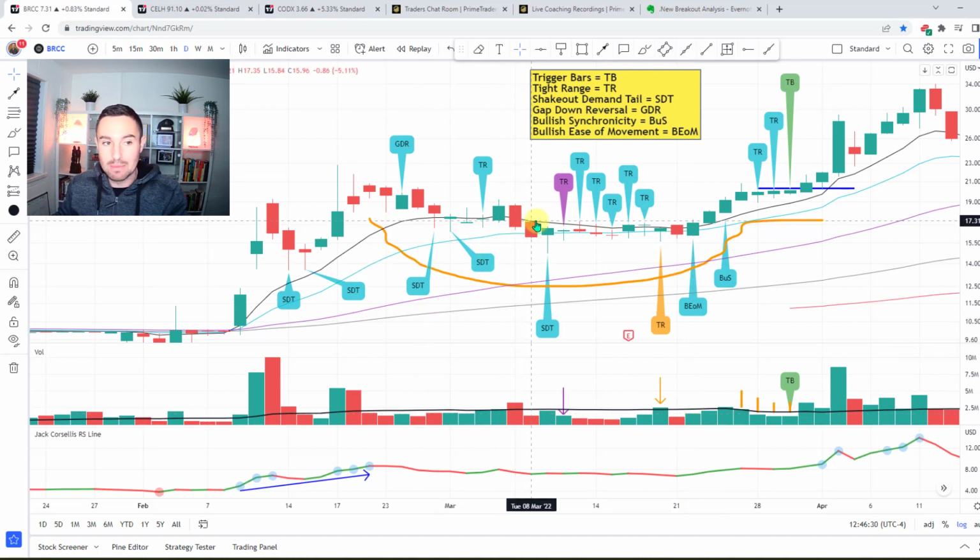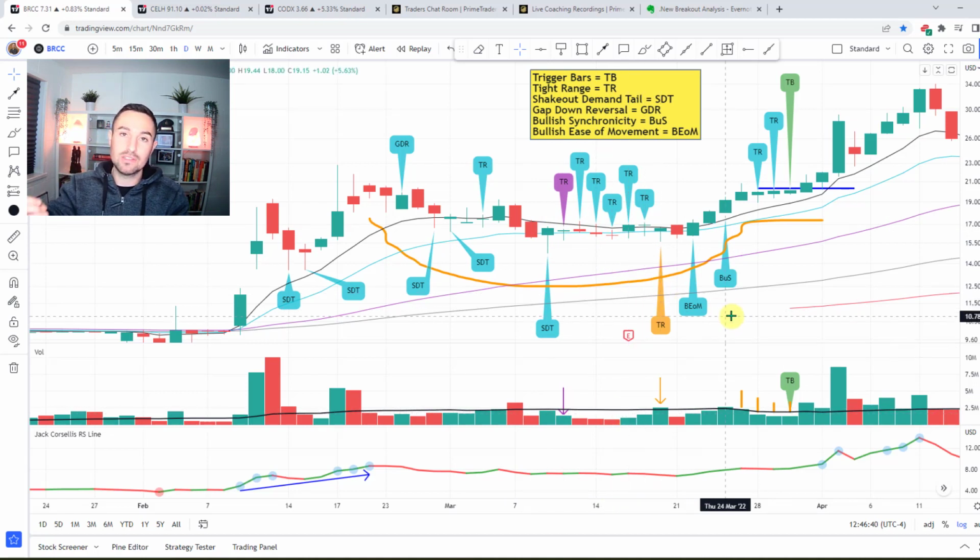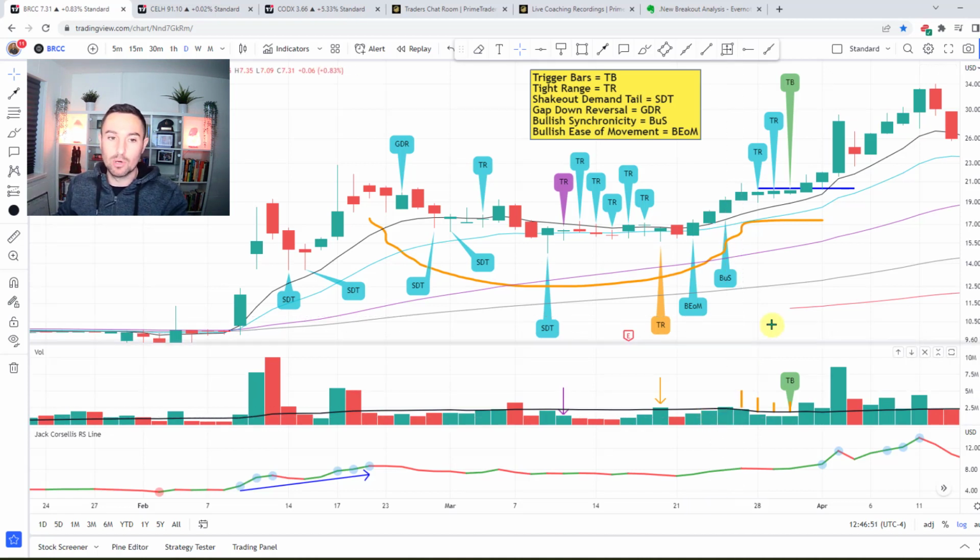You actually get a bearish ease of movement bar coming through here, but then an immediate shakeout demand tail, then just tight range on declining volume just indicates very little supply that's coming to the market. So a bullish ease of movement and a bullish synchronicity bar are very, very similar in nature. The only difference is the level of demand required to push price higher. That is going to be indicated to you by the size of the volume on a relative basis.